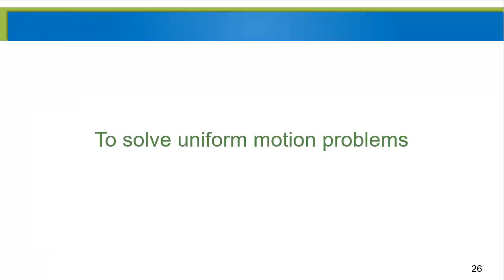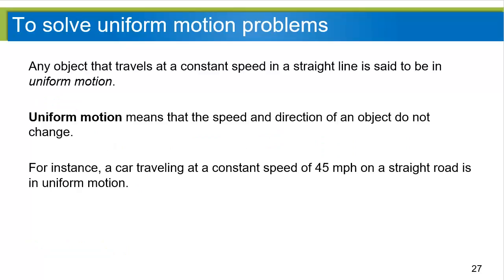Okay, how about uniform motion problems? Any object that travels at a constant speed in a straight line is said to be in uniform motion. So you might think, well, uniform motion problems, what the heck are those? Well, they're those things that you see all the time.